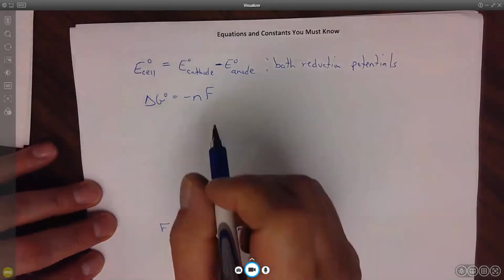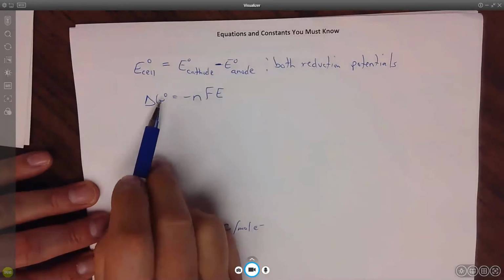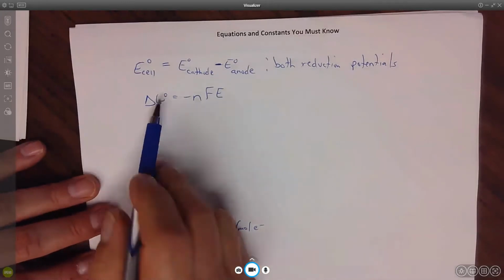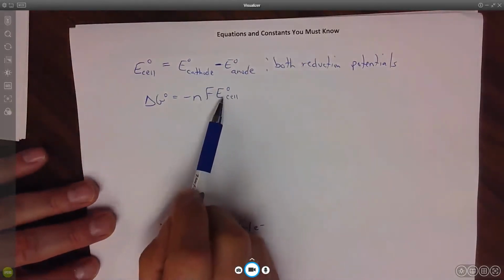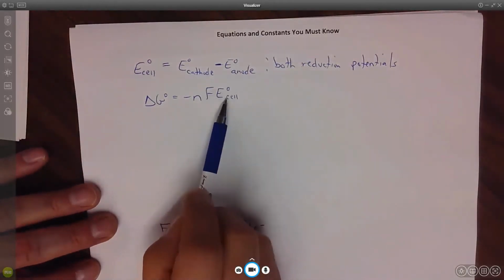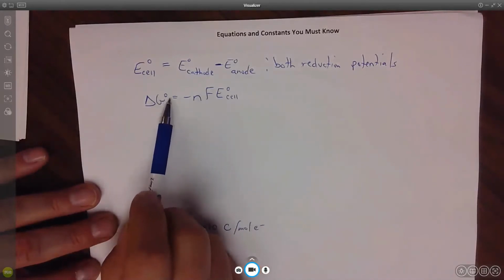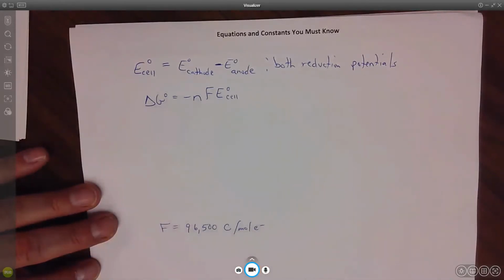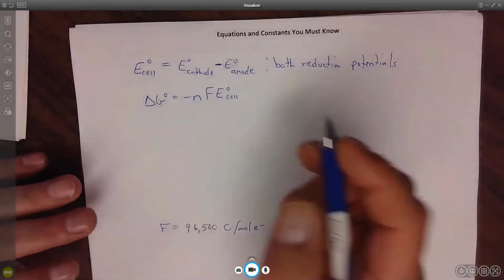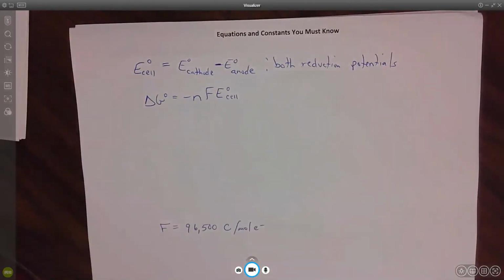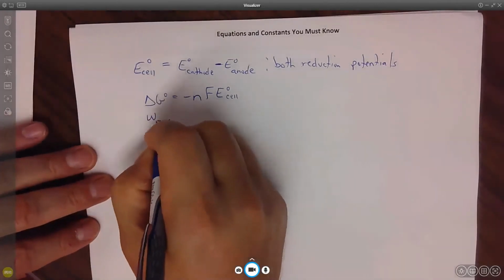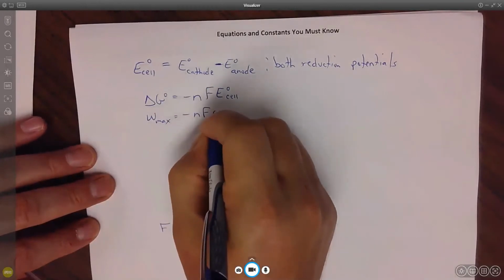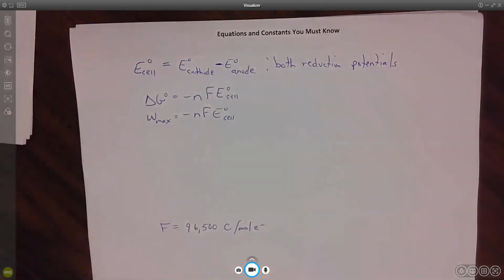And then finally, we're going to multiply that. Since this is the standard free energy change, we're going to use the standard cell potential. If this wasn't the standard cell potential and was just E cell, this would just be del G with no naught. Then, of course, we know that del G actually represents the maximum work. So we could say the maximum work is simply equal to NF E cell. Since we know that del G is equal to maximum work.